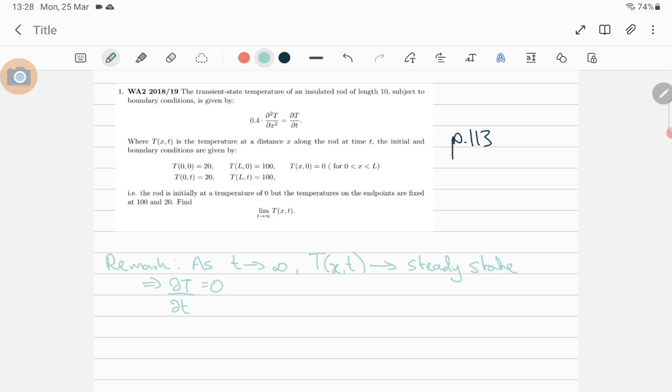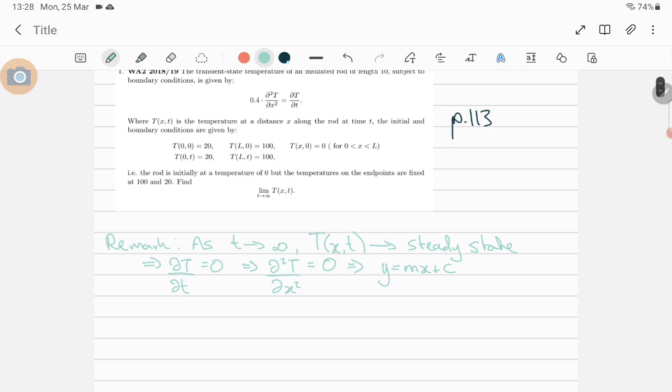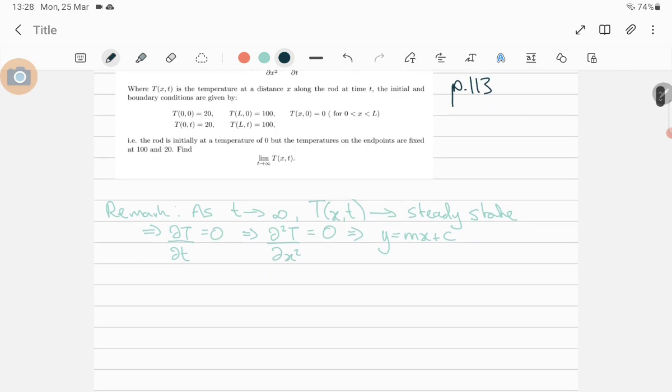And if you look at the heat equation, that means that the second derivative of steady state with respect to distance is 0, and the curves that have a second derivative of 0 are straight lines. So maybe even I'll just write down y is equal to, we're talking about y equal to mx plus c. Okay, so this is enough for us to go and write down. We know that it's going from 20 to 100. So write down our actual solution here.